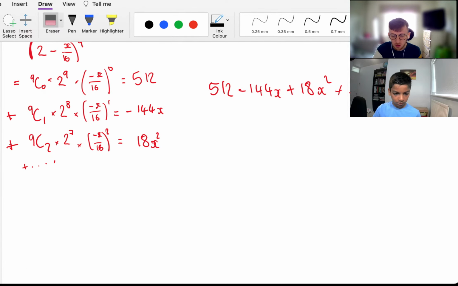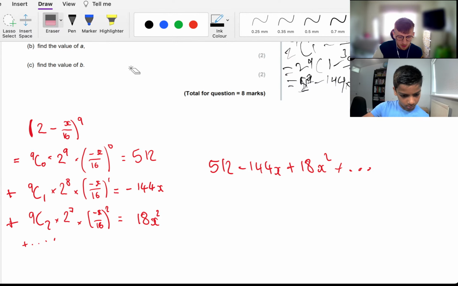You can see our powers of 2 are decreasing, our powers of minus x over 16 are increasing, and we get a nice simplified answer at the end. So with our ones where n is a natural number, then this is a nice easy way to do it. It doesn't take long at all.